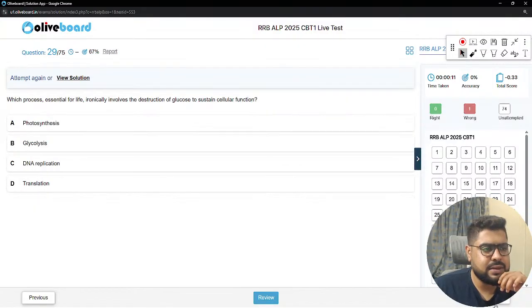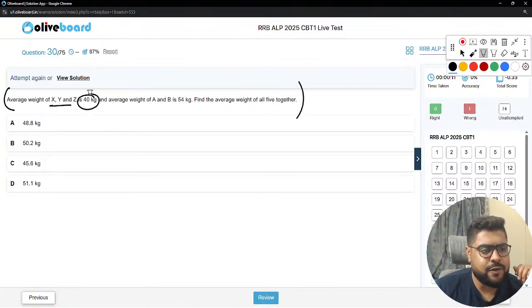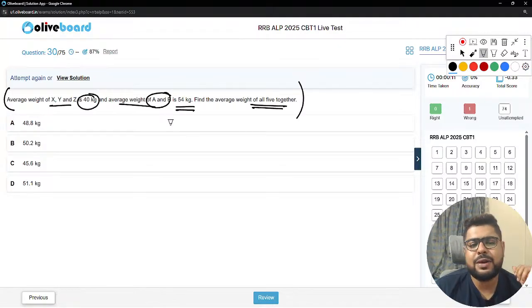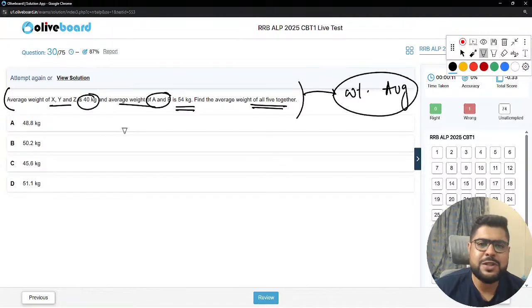Next question. Average weight of 3 persons, X, Y, Z is 40. Average weight of the 2 persons, A and B, is 54. All 5. This is a very simple weighted average question. How will you be doing it?